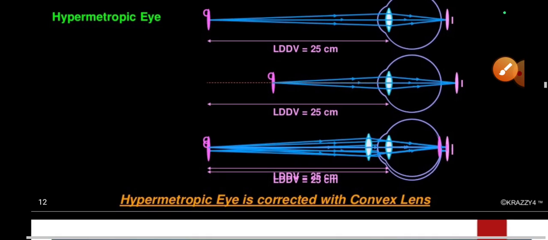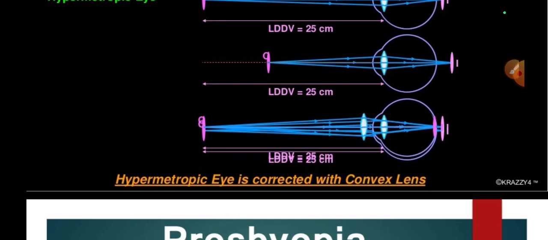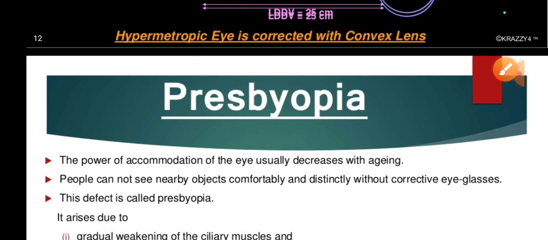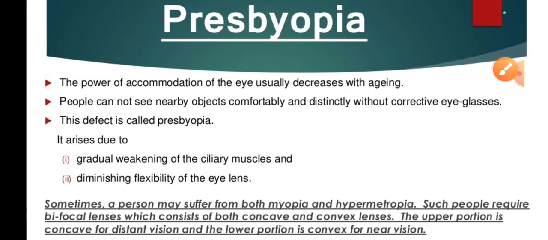Then how is it corrected? It is corrected by using a convex lens, as given here. Hypermetropic eye is corrected with a convex lens. Then presbyopia. The power of accommodation of the eye usually decreases with aging.